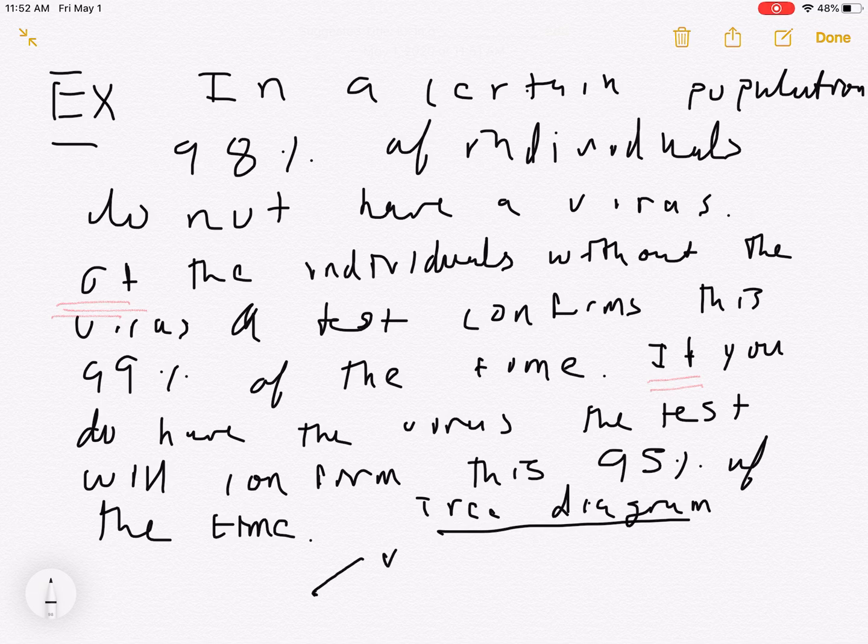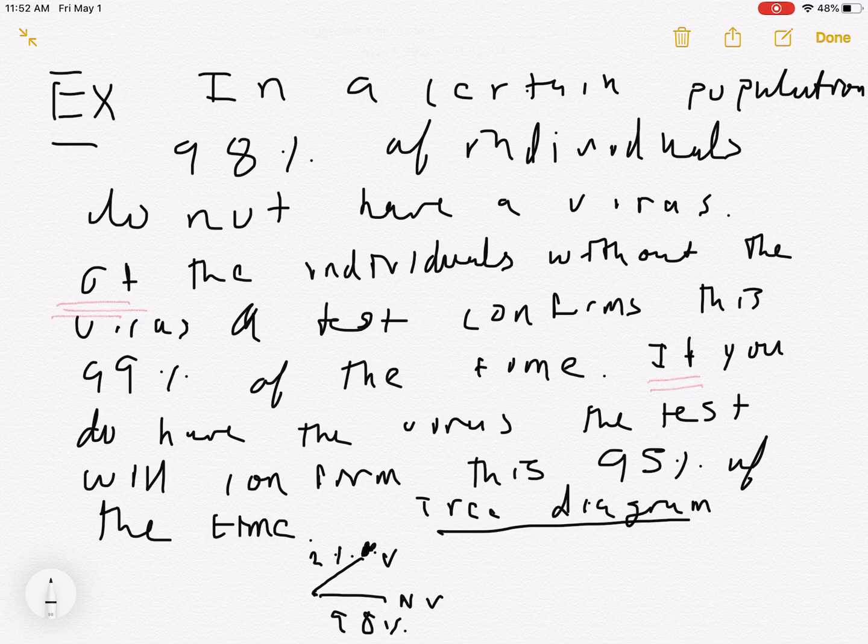So this is going to be V for virus. Only 2% of the population lives there. This is going to be NV for not virus. 98% of the population doesn't have the virus. Then there's going to be a test. And I'm going to redraw this tree diagram on the next page.